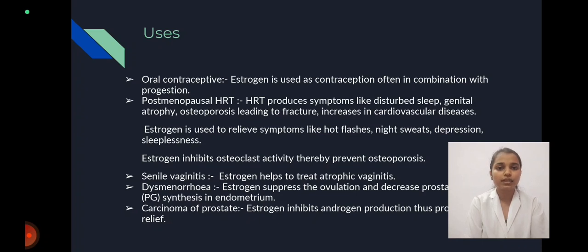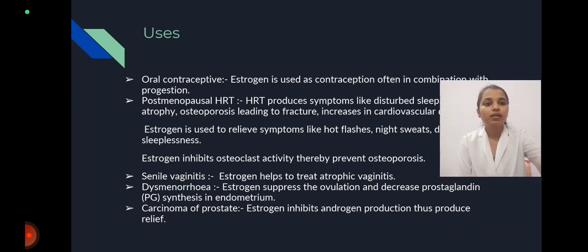It is also used in senile vaginitis. Estrogen helps to treat atrophic vaginitis. It is also used in dysmenorrhea and in carcinoma of the prostate. Here estrogen inhibits androgen production, thus producing relief.